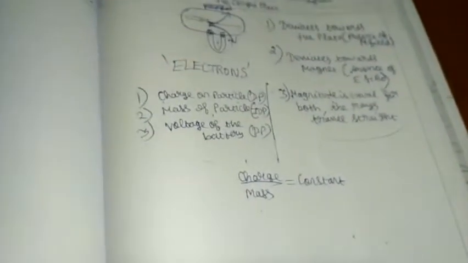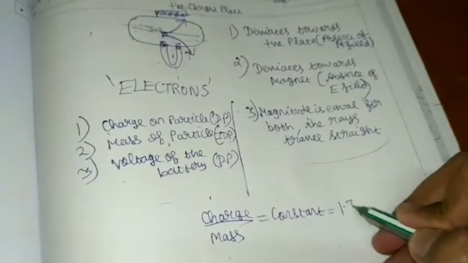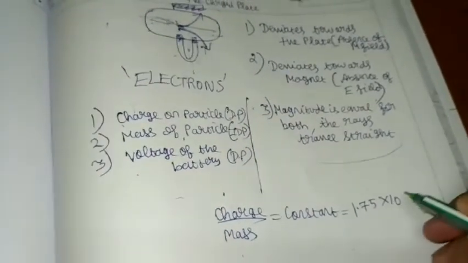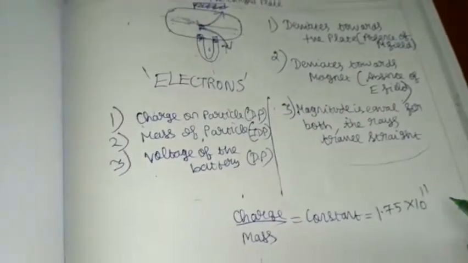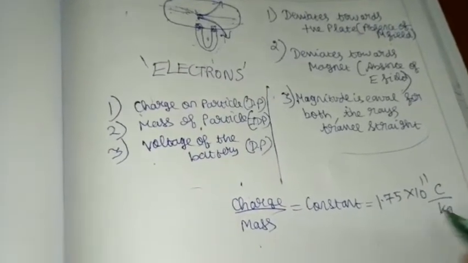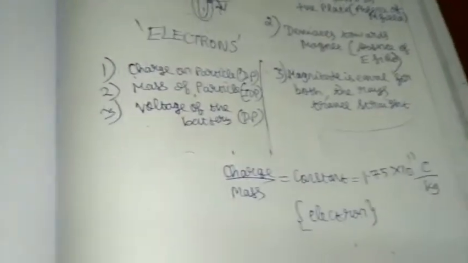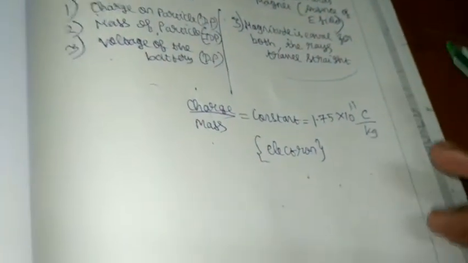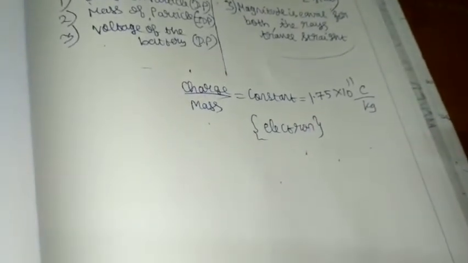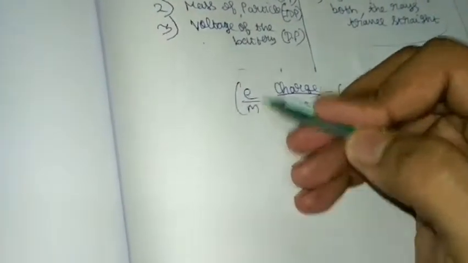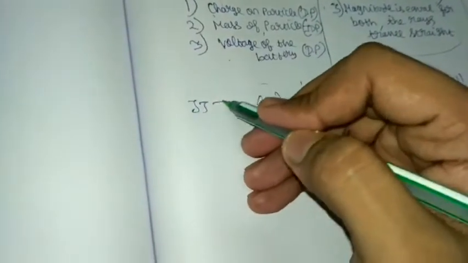So he found this as 1.75 into 10 power 11. Charge is in coulomb, right? Mass is in kg. So this is for the electron, okay. He found this huge result using the experiment. This is basically the result of the cathode ray experiment also. This is where electrons were found, and the e/m ratio was also found by J.J. Thomson, okay.